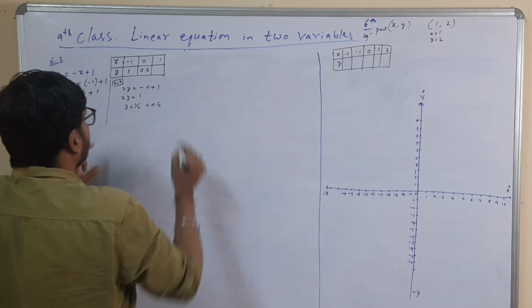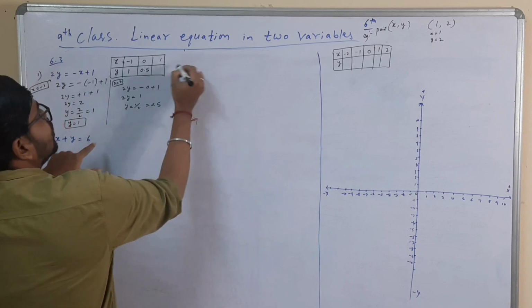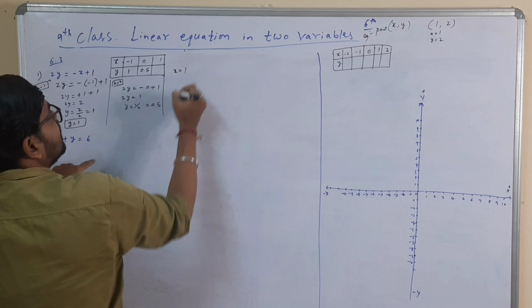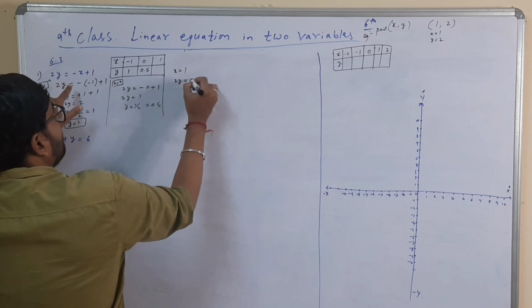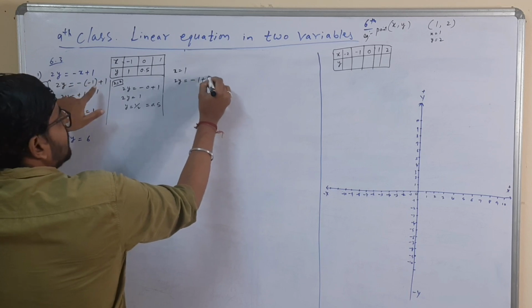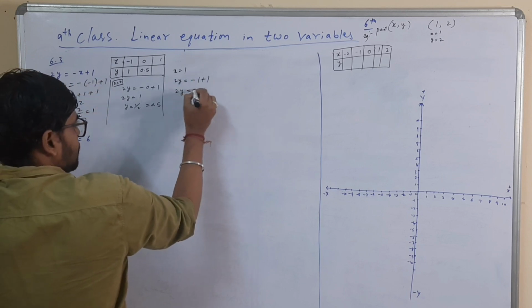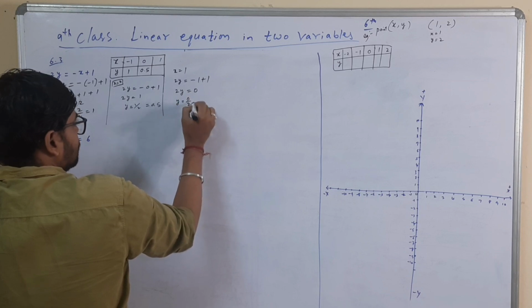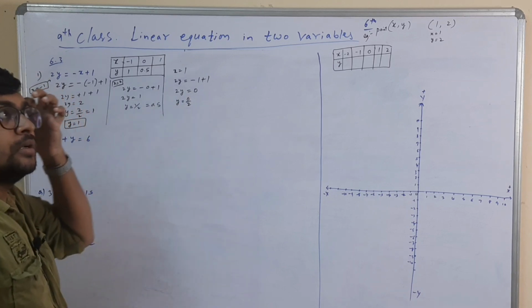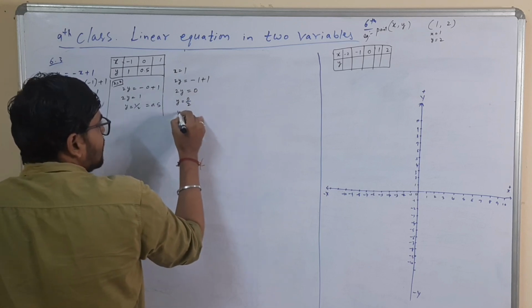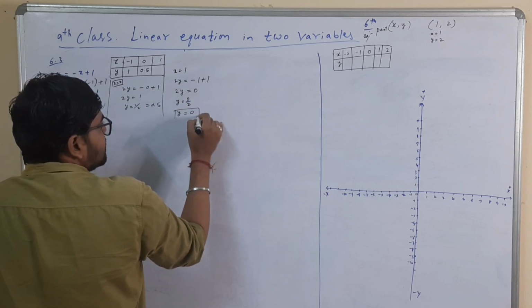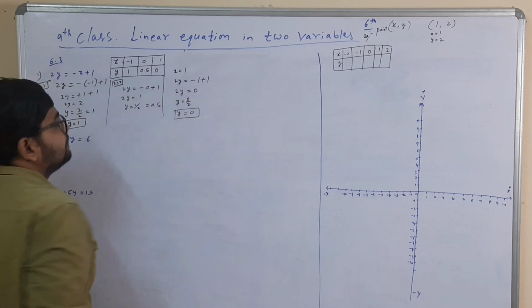Next, again I am taking x is equal to 1 now. X is equal to 1, we get from the equation 2y is equal to minus 1 plus 1. So 2y is equal to 0, y is equal to 0 by 2. 0 by 2, how much? Whenever the top is 0, anything below is 0. So y will become 0. So here we get 0.